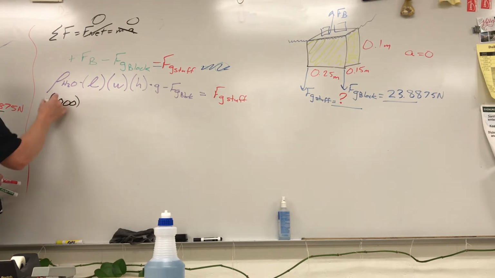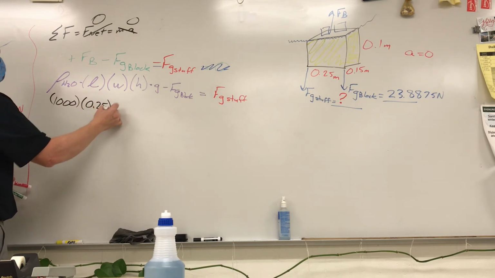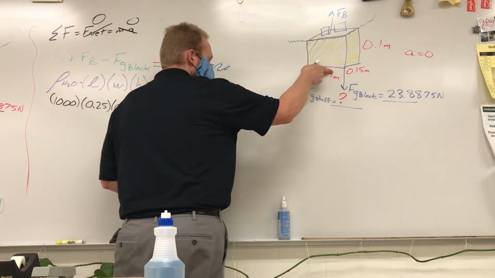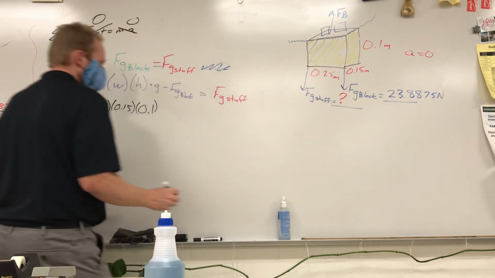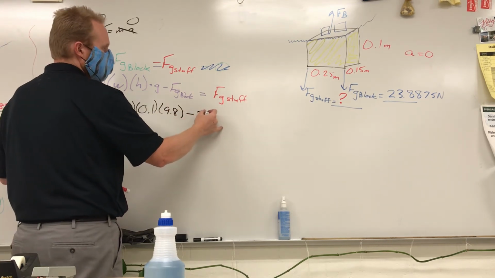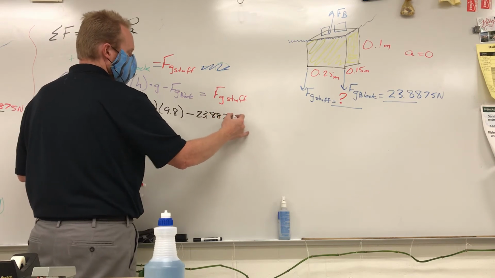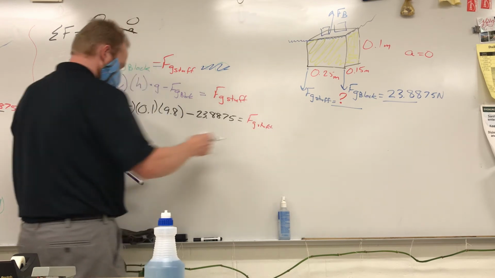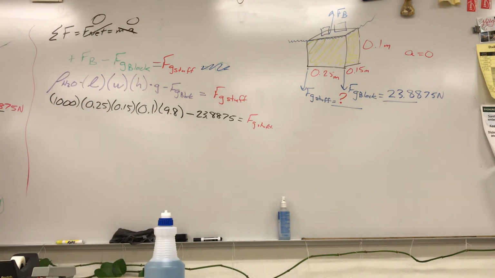Density of water, 1,000. Length, 0.25. Width, 0.15. Height, 0.1. It's the dimensions under the water that we are using for the volume being displaced, times g, 9.8, minus 23.8875, which equals FG of the stuff. I think I've memorized this eventually: 1,000 times 0.25 times 0.15 times 0.1 times 9.8.